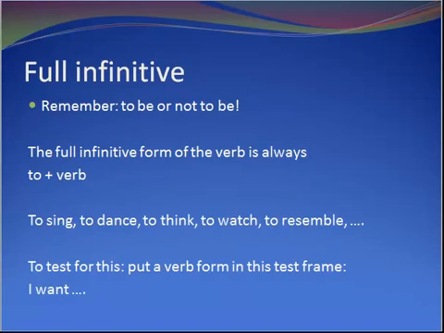So in the first place we've got the full infinitive, and just remember to be or not to be. That's a full infinitive form of the verb. So it's always to plus verb, so you get to sing, to dance, to think, to watch, to resemble. And to test for this you could use the test frame I want. So I want, and then you have to say to sing. You can't say I want sing or I want singing. And so it's I want to sing, I want to dance, I want to think, I want to watch, I want to resemble, etc.